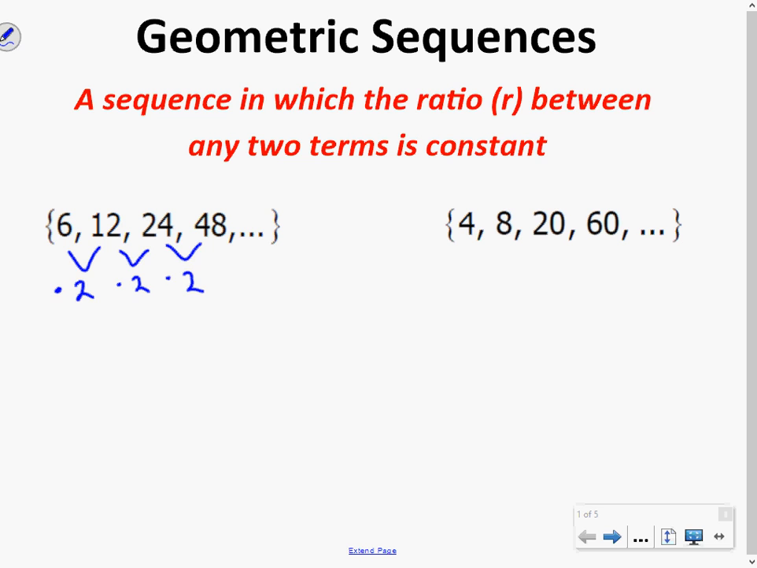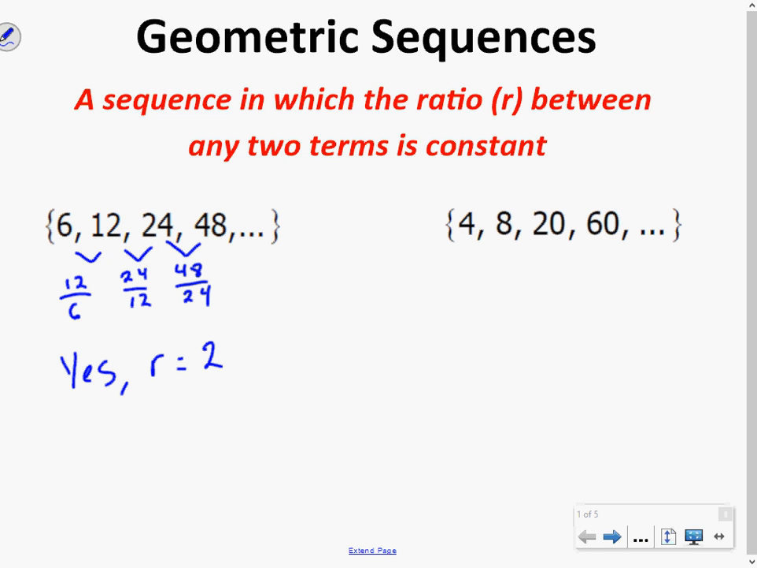Okay, or like I said, you can always take a term and divide it by its previous, right? So here, 12 divided by 6 is 2. 24 divided by 12 is 2. 48 divided by 24, 2. So we have a constant ratio. So if you do have that constant ratio, then we can say it's going to be geometric, and r is going to be 2.